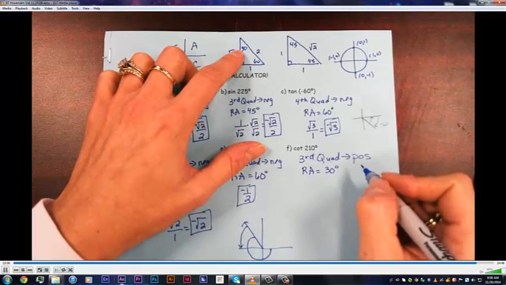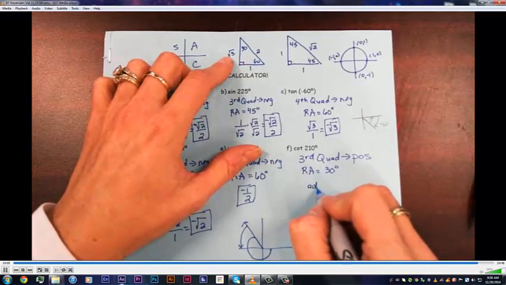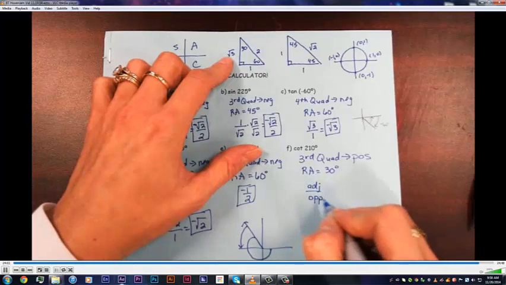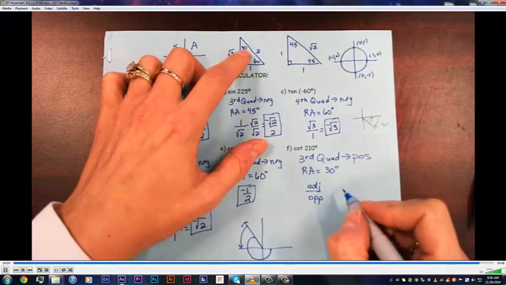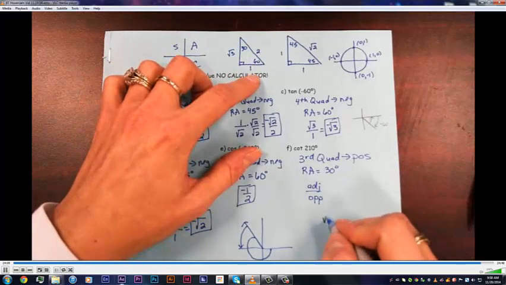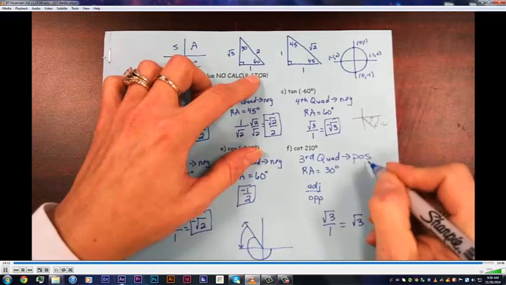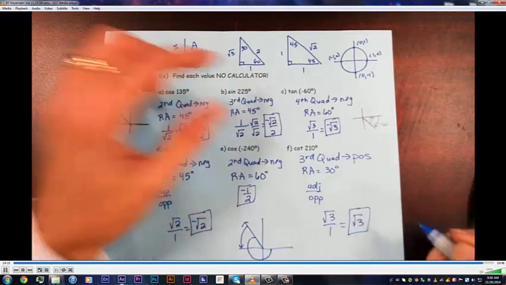Okay, now I need to get my ratio by using this little thing. Cotangent would be, okay, tangent is opposite over adjacent, so cotangent is adjacent over opposite. Therefore, 30 degrees, adjacent over opposite, square root of 3 over 1, or just square root of 3, and double check my sign. This one's positive.